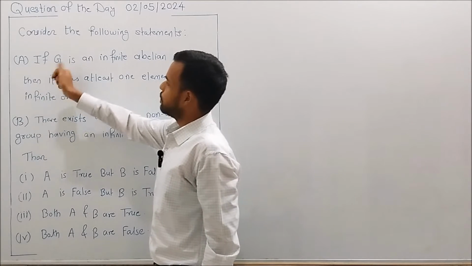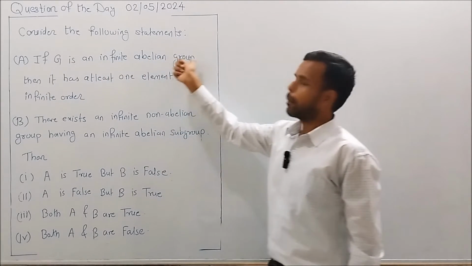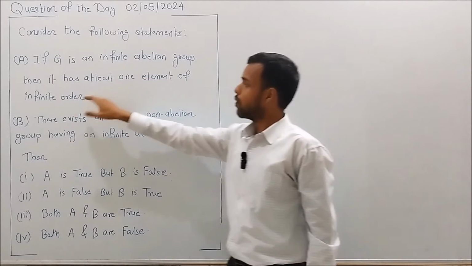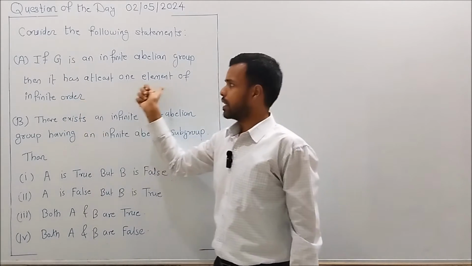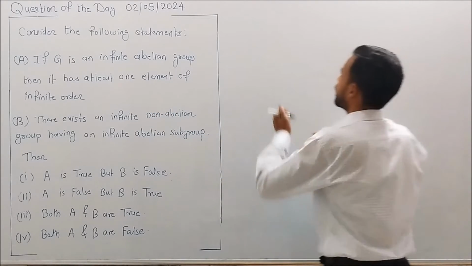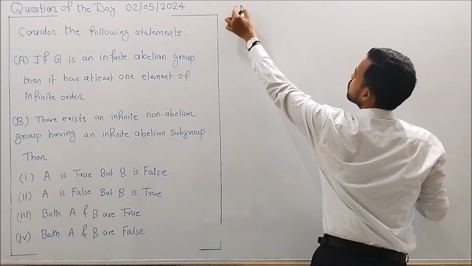Statement A is: if G is an infinite abelian group, then it has at least one element of infinite order. Is this a true statement? No. Statement A is false.